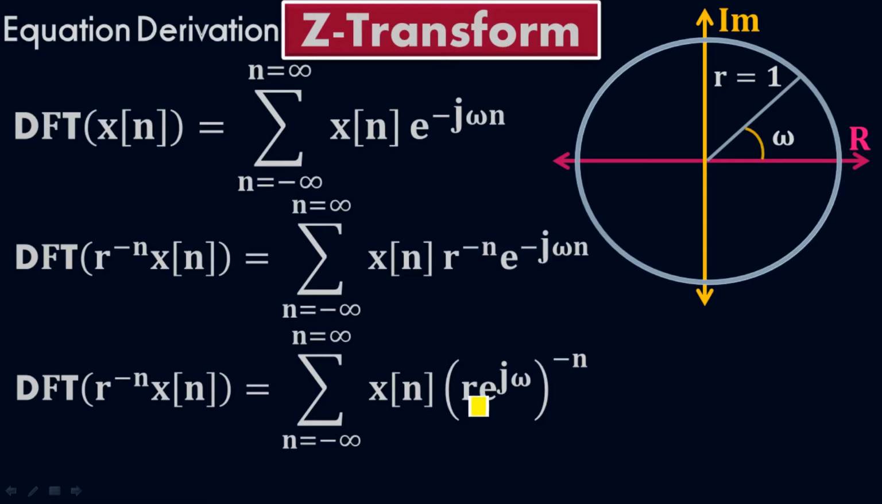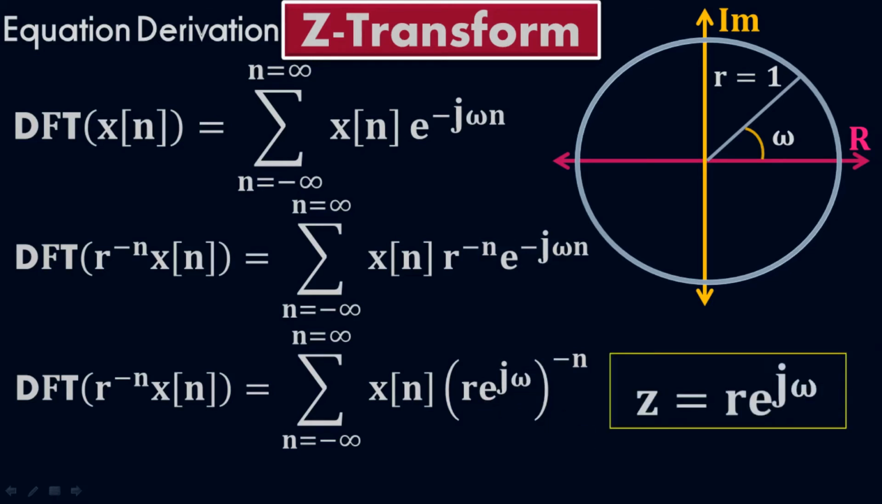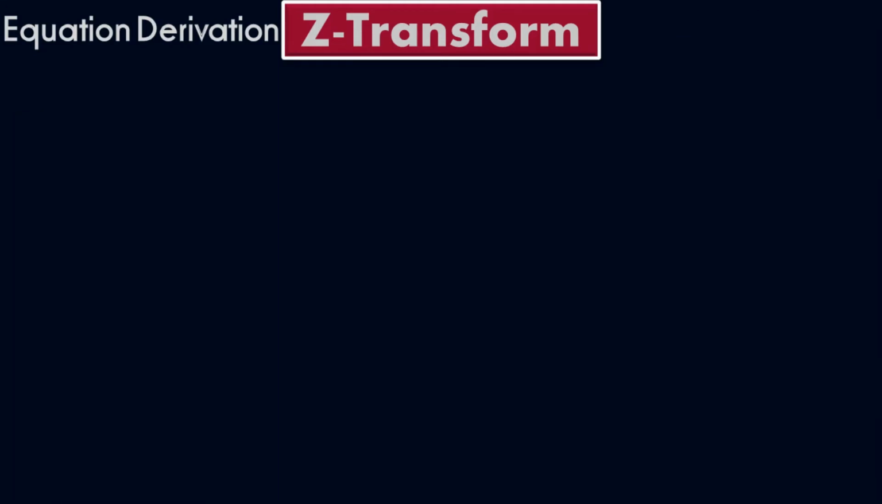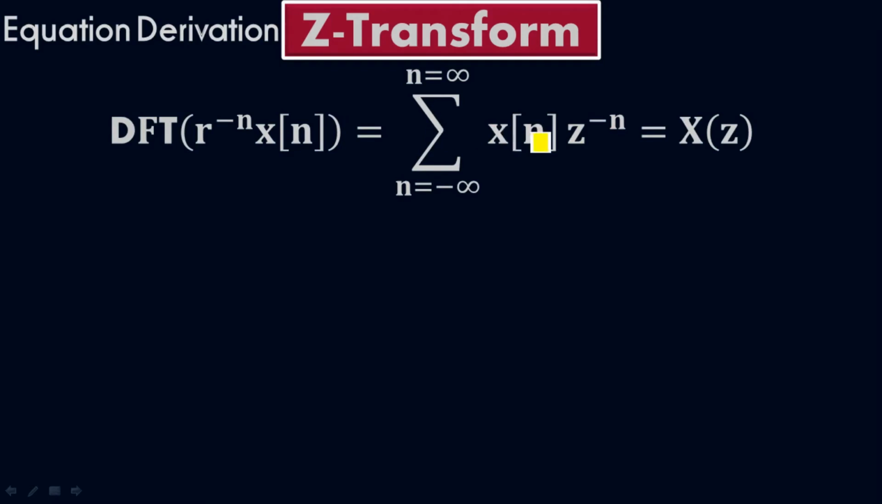Now let r times e to the j omega equal z. Just make it equal to z. Plug in z for r times e to the j omega. So I will have the summation of x of n times z to the negative n, which is the Z transform. Remember, this equation is my Z transform. That's what the Z transform looks like.